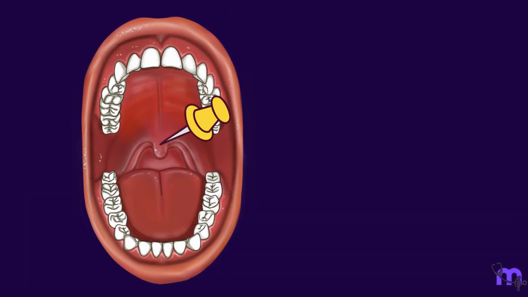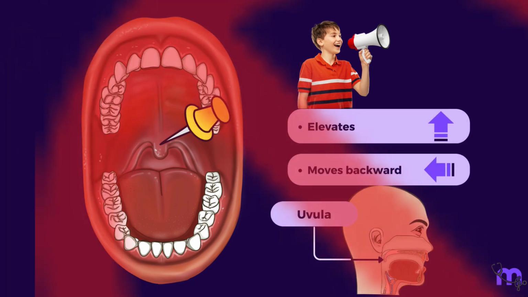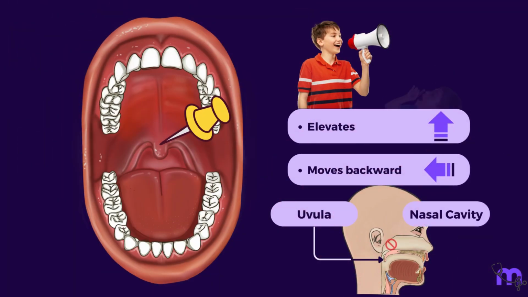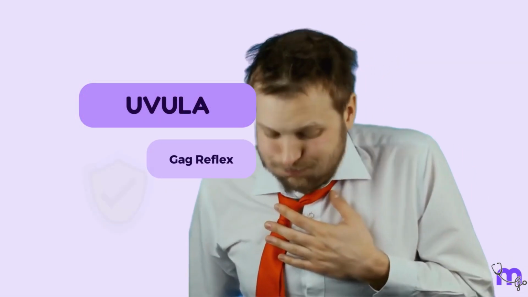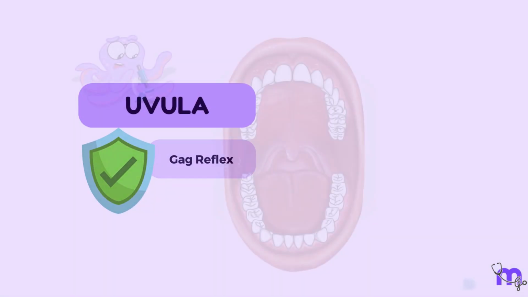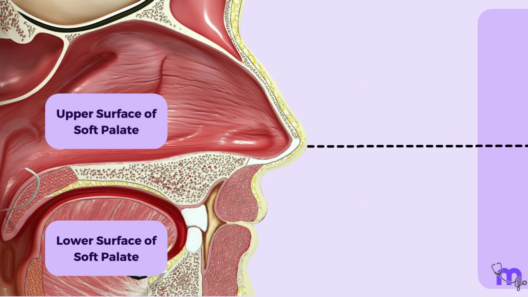The uvula plays a role in speech, elevates and moves backward, blocking the opening to the nasal cavity during swallowing, triggers the gag reflex, which acts as a defense mechanism of the body, and contains minor salivary glands that contribute to salivary production. Just like the hard palate, the soft palate is also lined by two different types of epithelium.